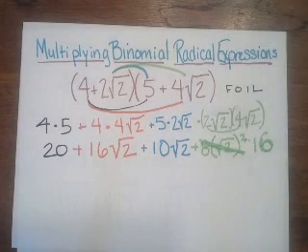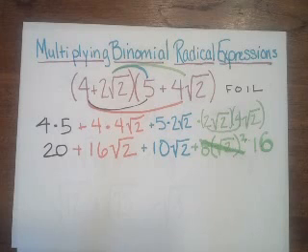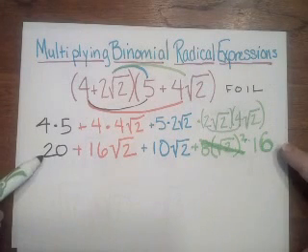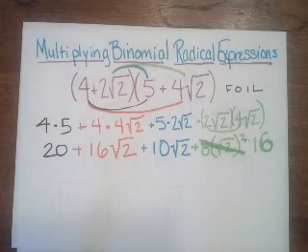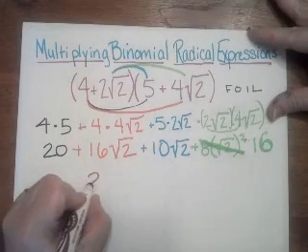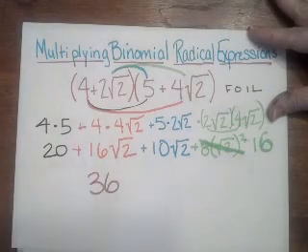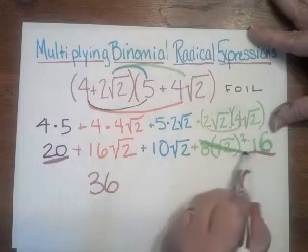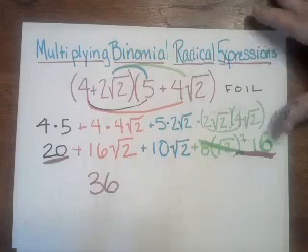So now look what I can do. There are some like terms that I can combine. First off, I have 20 and 16. Well, 20 plus 16 is just 36. So I have that's these two right here. 20 plus 16 is just 36.